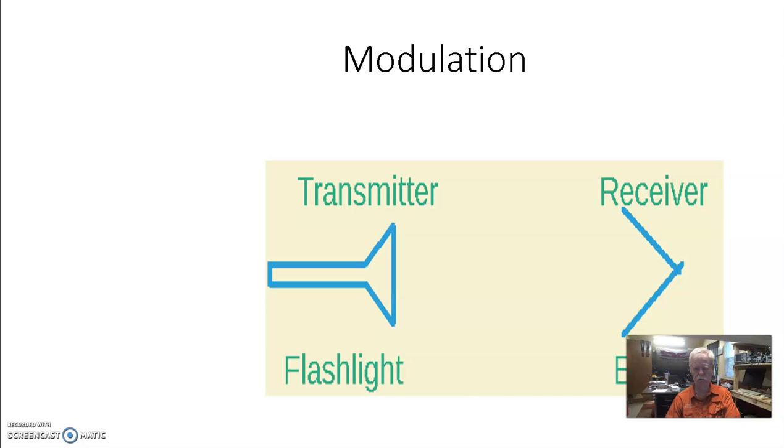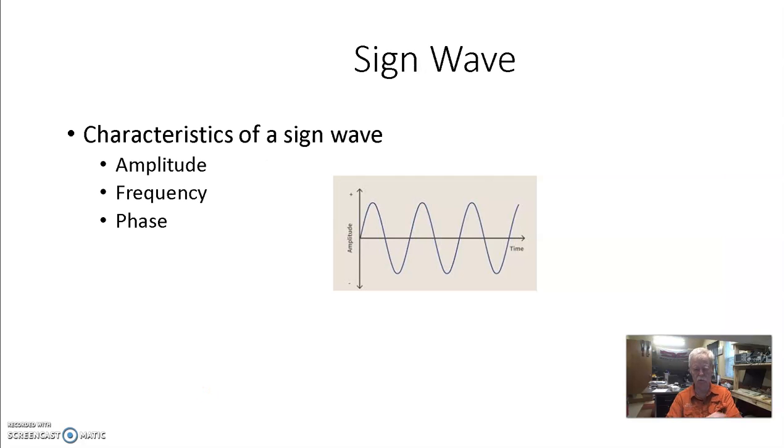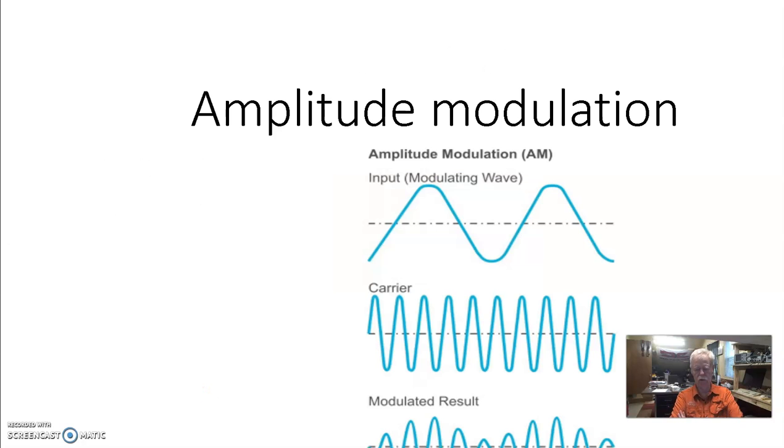So let's look at some sine waves. First of all, here's a sine wave. What are the characteristics? How do we describe sine waves? Well, there's 3 characteristics we use. The first is amplitude, the second is frequency, and the third is phase. So remember, in our first example, we encoded information on that carrier wave by changing its amplitude. So let's look at what that might look like.